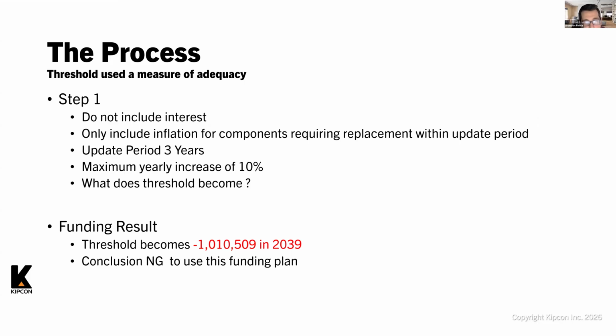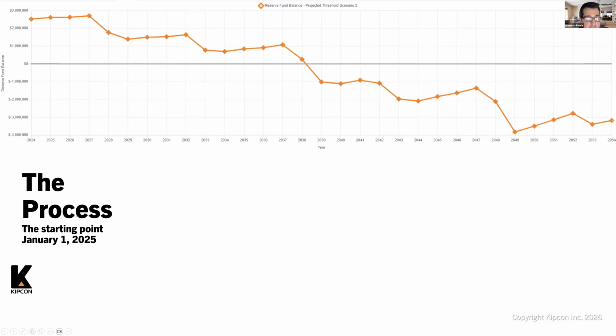Let's start with a maximum yearly increase of 10%. If we do 10% a year increases moving forward, what does the threshold become? In that example, we would still have a deficit of over $1 million in 2039. So of course, that is not acceptable. We have to try out some other things. You can see they're okay for a good 10, 12 years, but then we drop off a cliff again. So not acceptable. That funding plan is out.